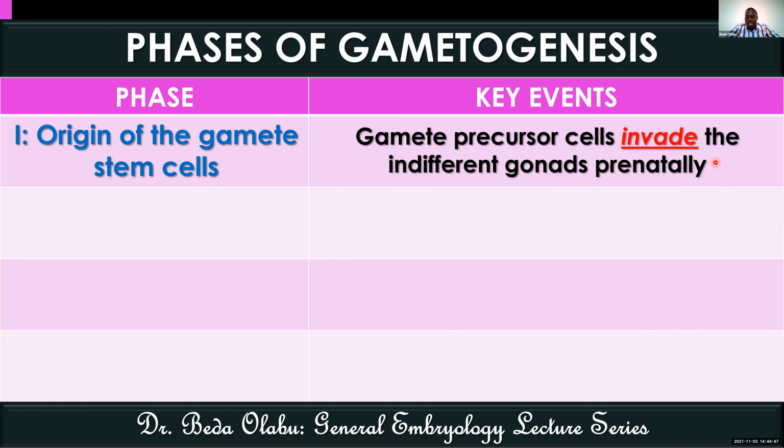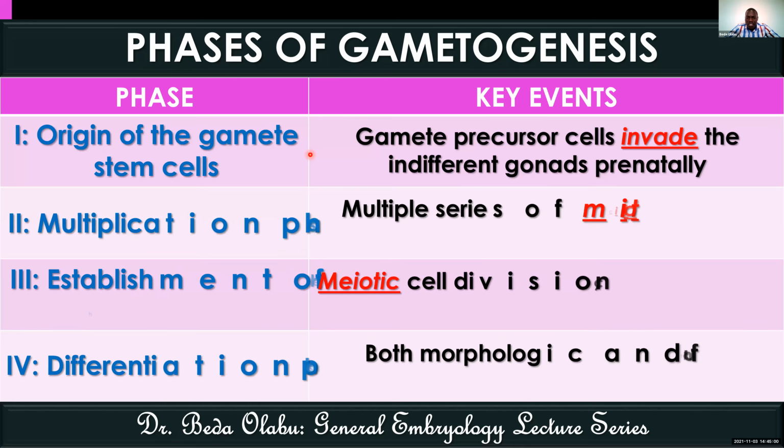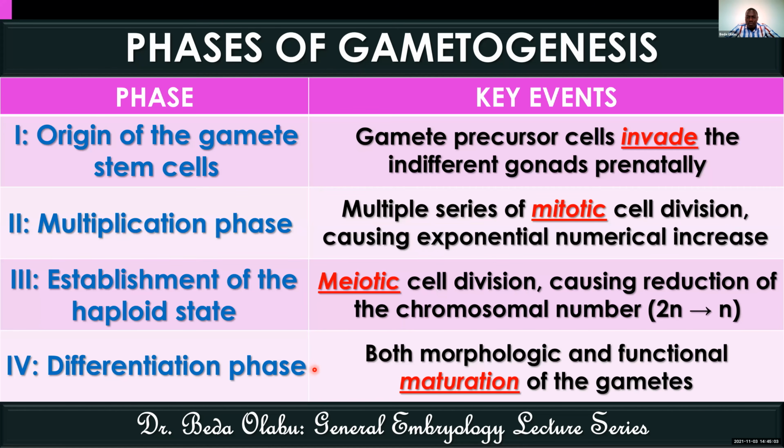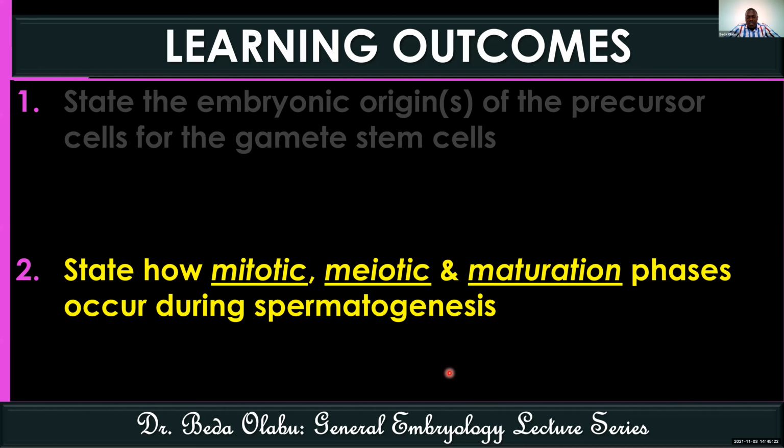Before the gonad even knows that it will become the testis or the ovary. That phase 1 is universal for both spermatogenesis and oogenesis. Phase 2, phase 3, and phase 4 are different when you're talking about spermatogenesis and when you're talking about oogenesis. So I want us to see how those 3 phases differ. And that is therefore our next objective.